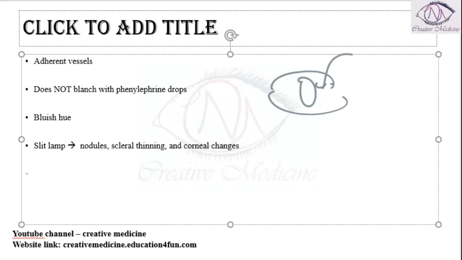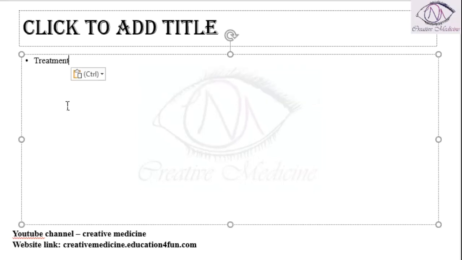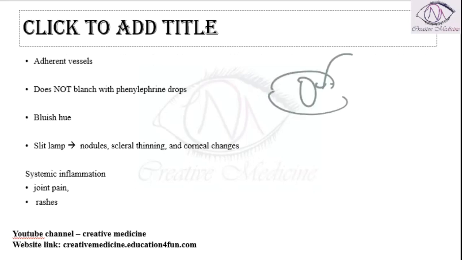There is systemic inflammation also associated with this, like the patient can have joint pain and rashes, especially because it is associated with an autoimmune disease. Treatment of the patient is, you should give systemic steroids or NSAIDs, along with or without topical antibiotics based on the infection status of the individual.